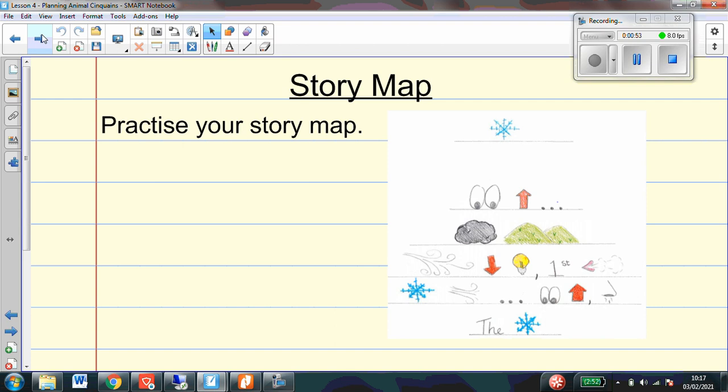And of course, like every other lesson, we have got our story map here. So if you would like to, you can pause the video and have a practice of your story map now. See if you can remember what happened on each line.